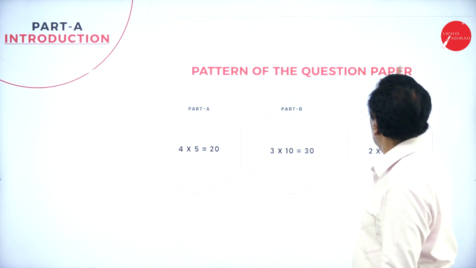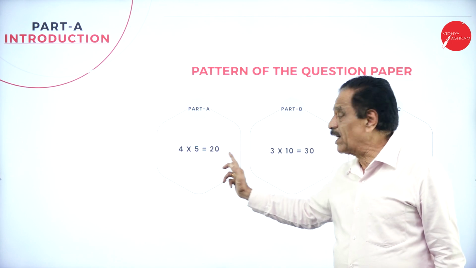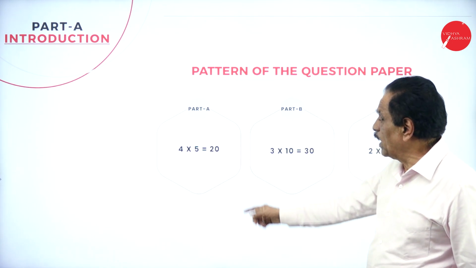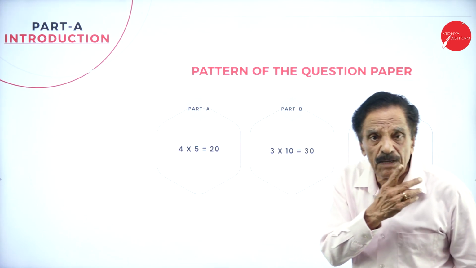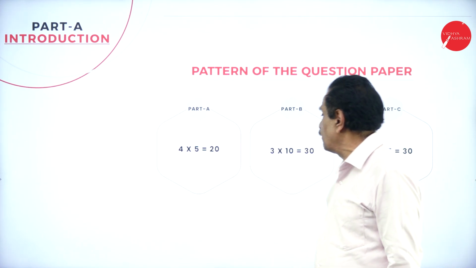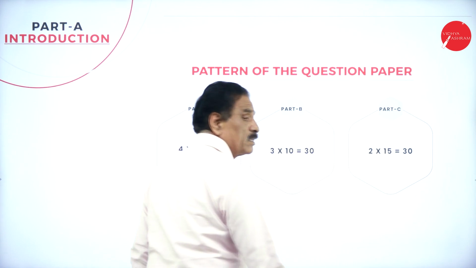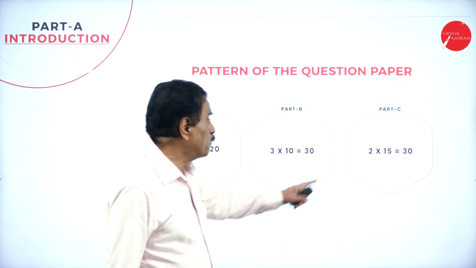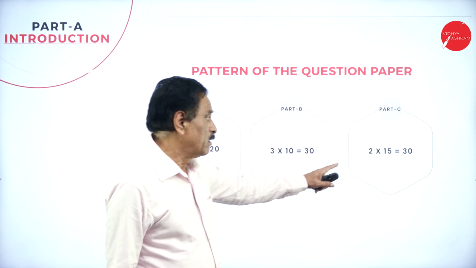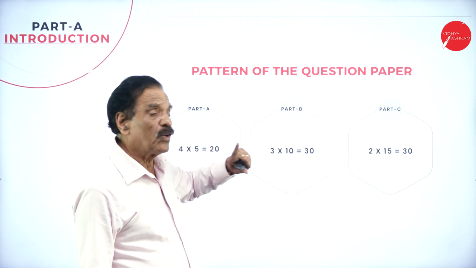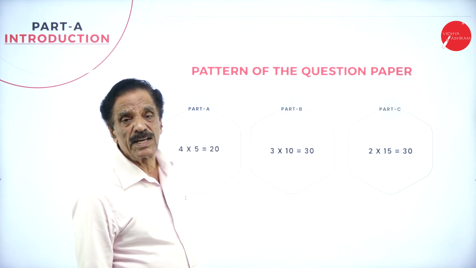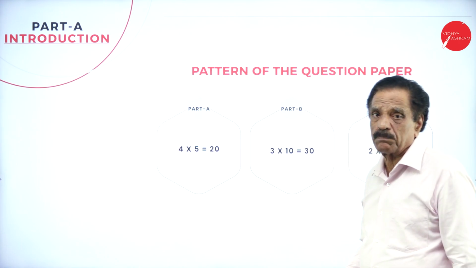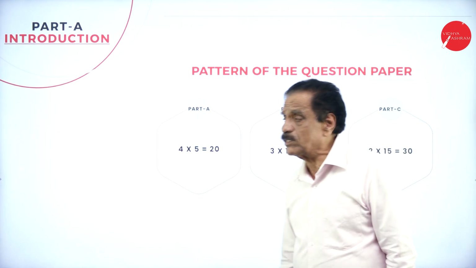The pattern of the question paper: 4 into 5 is 20, 3 into 10 is 30, 2 into 15 is 30. So we'll ask 6 questions in Part A. You have to answer any 4 questions, each carrying 5 marks. Then Part B will ask 5 questions. You have to answer any 3 questions, each carrying 10 marks. Part C will have 3 or 4 questions. You have to answer any 2 questions, each carrying 15 marks. This is the pattern of the question paper. We are going to set it as per the University of Mysuru.